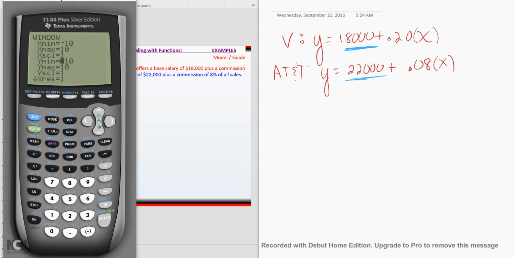So I go to window, and I know I need to go much, much higher. So I'm going to go to 30,000. One more 0. And then I'm going to count by, I don't know, 5,000s. So now if I hit graph, we'll see if we can see anything. Well, there's one line, there's the other line. Well, they look like they're parallel lines, which I know can't be true because the slopes aren't equal.